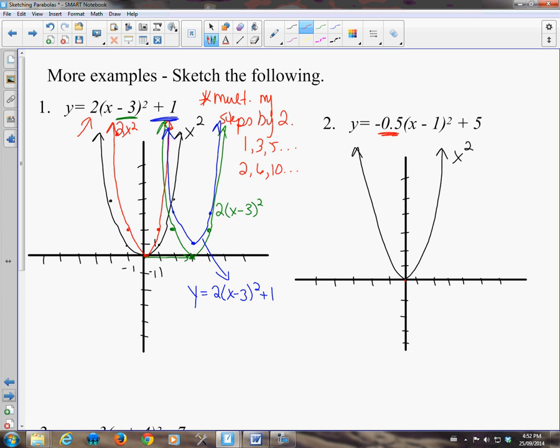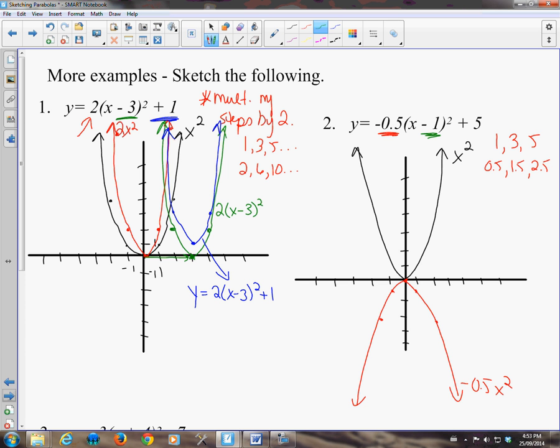So my vertex is at 0, 0, and my steps are now half as big as what they were. So instead of 1, 3, 5, I multiply by 0.5, so I'm going down 1/2, and then down 1.5, and then down 2.5. So I'm going over 1, down 1/2, over 1, down 1/2, over 1, down 1.5. That should give us enough to get the idea. There's our -0.5 x squared.